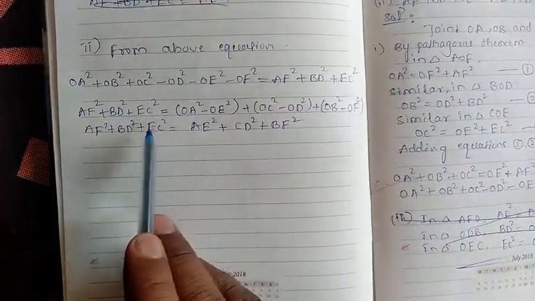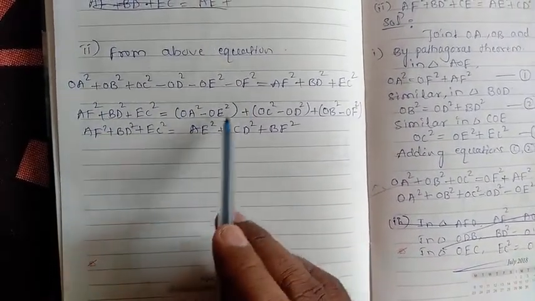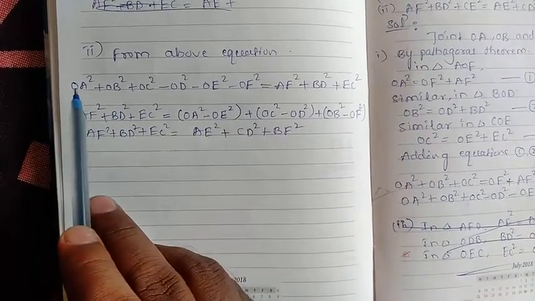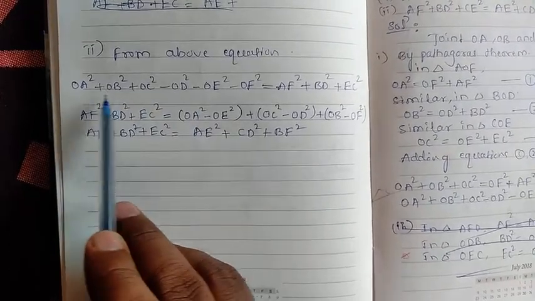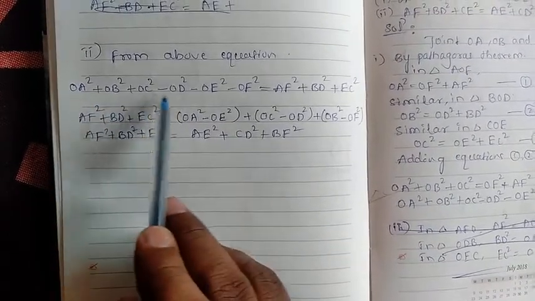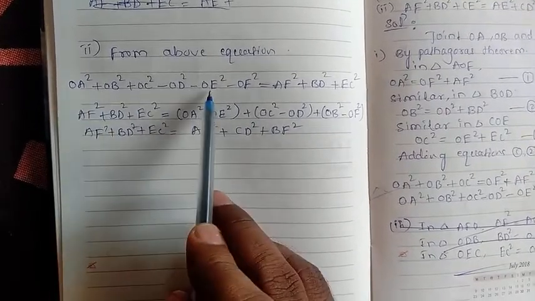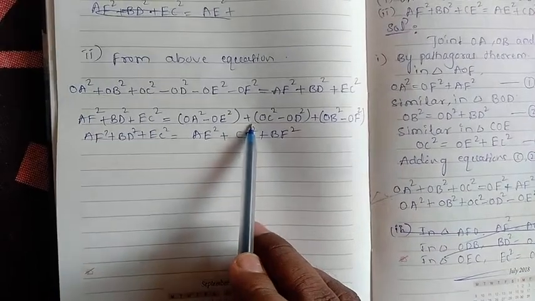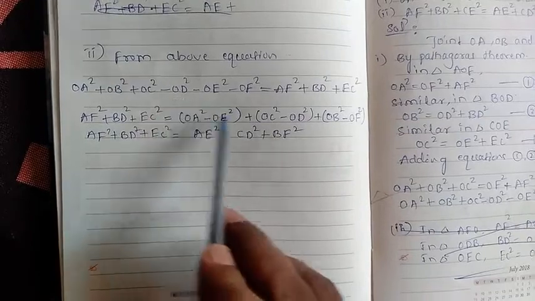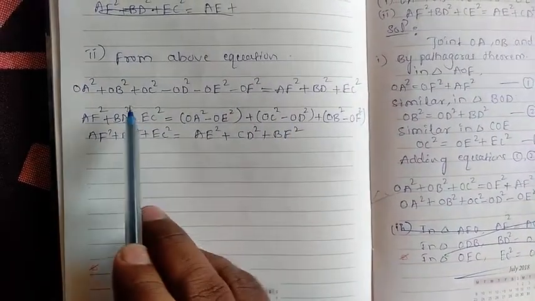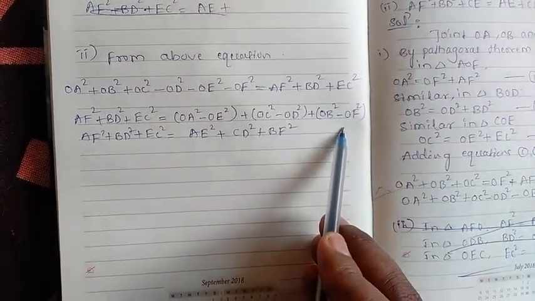So it is equal to AO square, which is there already. This one you have to arrange in the proper order: OA square minus OE square in the bracket, and plus OC square minus OD square as it is, plus OB square minus OF square as it is. I hope you understood, children. Next, AF square plus BD square plus EC square as it is.